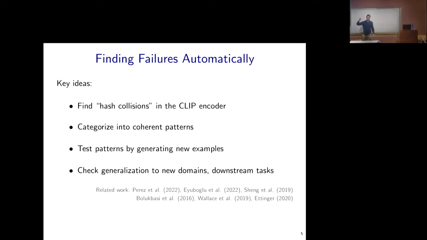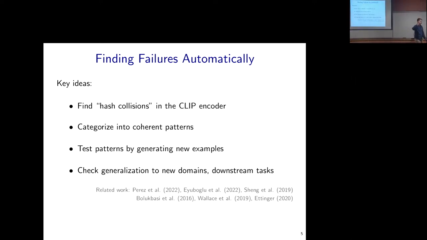You remember that CLIP is an encoder model, so it embeds inputs. The first thing we're going to do is find what I'm going to call hash collisions in this encoder, basically pairs of inputs that collide in the embedding space. This is a good source of potential errors, and it gives us a way of efficiently finding a lot of errors. This gives us individual errors with the model.